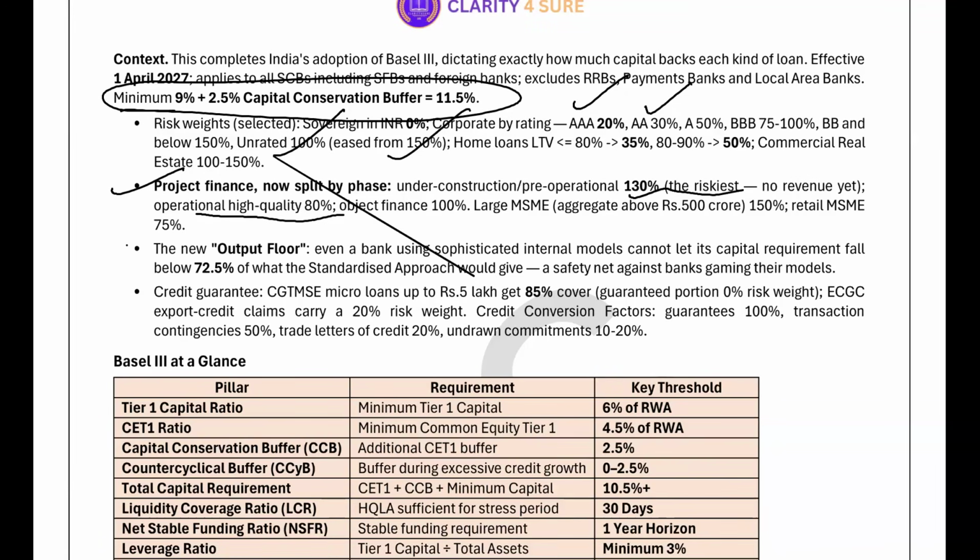The output floors: even a bank using sophisticated internal models cannot let its capital requirement fall below 72.5% of the standardized approach. This gives a safety net against banks gaming their models. Now, on credit guarantee, CGT MSME micro loans up to rupees 5 lakh get 85% coverage.